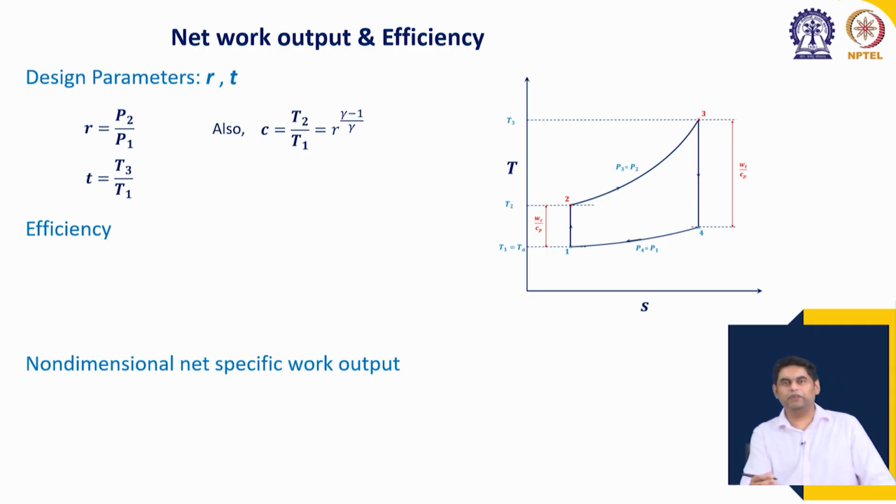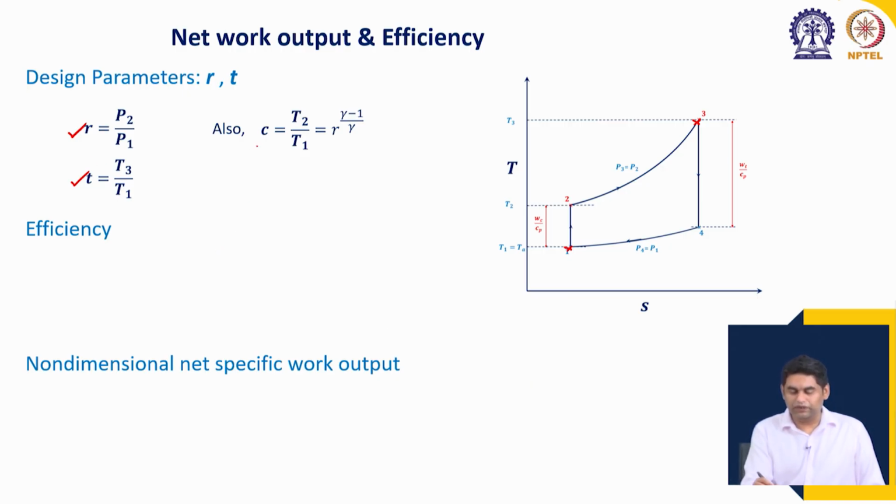So, what are design parameters? Design parameters are parameters which are defined before starting the design of a gas turbine. For this industrial gas turbine, there are 2 major design parameters. One is the pressure ratio R, which is the pressure ratio across the compressor. Second is the temperature ratio T, which is the ratio of the maximum temperature which occurs at the inlet of the turbine to the minimum temperature which occurs at the inlet to the compressor. These are the 2 main design parameters.